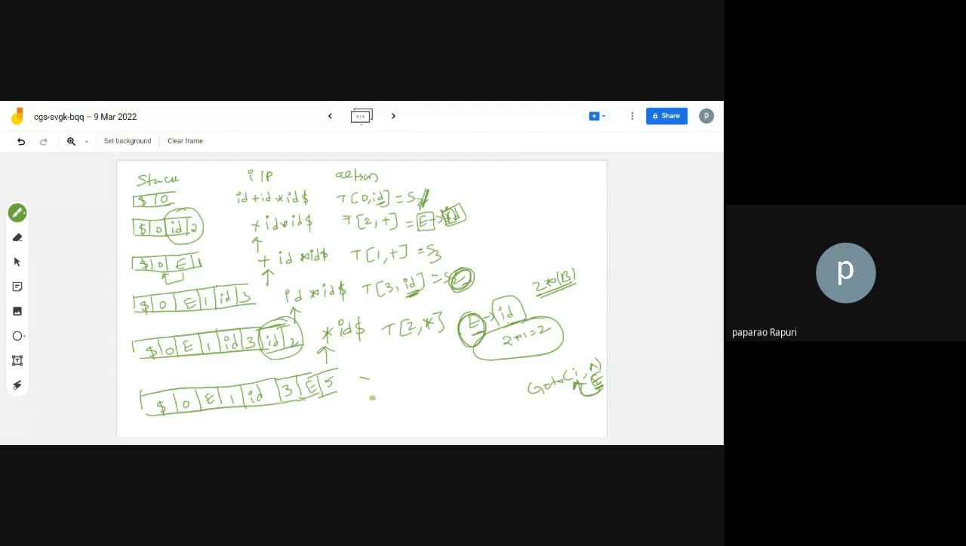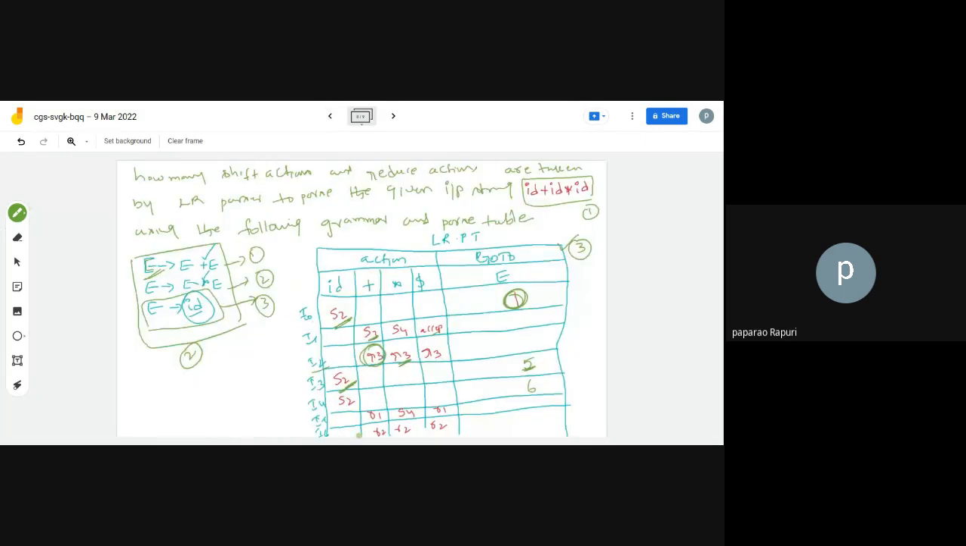Now we are at star id $. Now T of 5 comma star. Again go to the table. 5 comma star means shift S4.